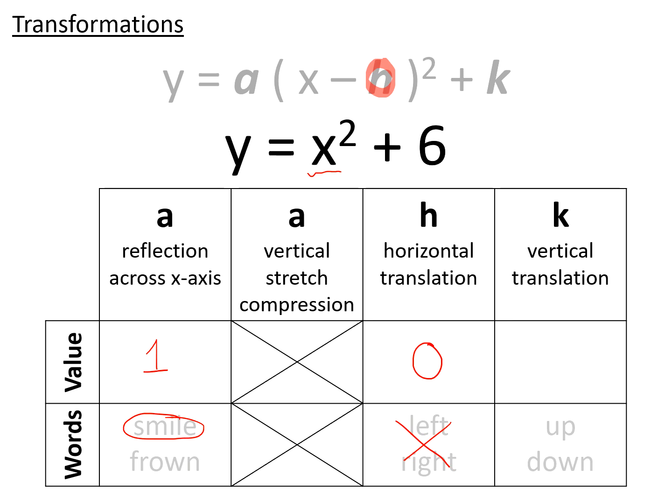And lastly, our k value is positive 6, which means our parabola has been vertically translated 6 units upwards since this is positive 6. In conclusion, our parabola is going to be opening upwards, which means it's going to be smiling. It is neither going to be moved left or right, and it is going to be moved 6 units upwards.